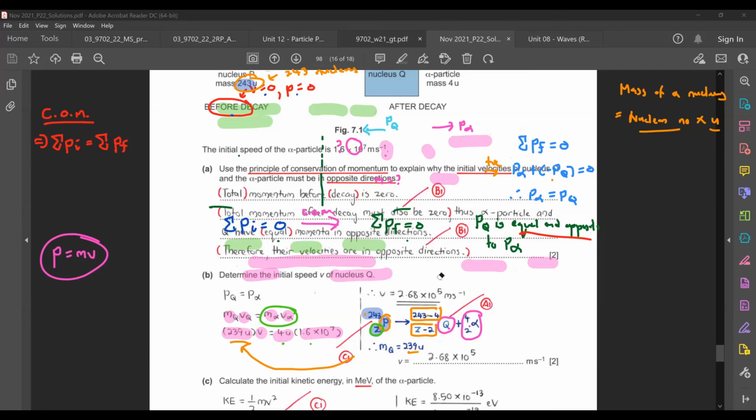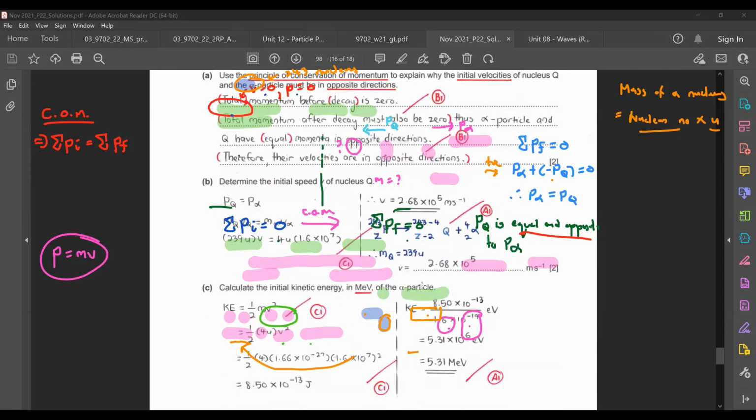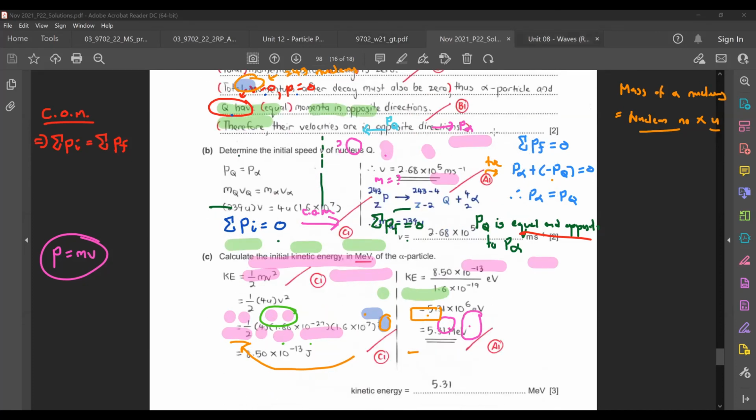All right, so even though you do not know the proton number here, that one is not an issue. We are not even interested in this, so don't bother about that, okay? We are only really interested in the nucleon number so we can get the mass of the nucleus. So this one is 239U times V equals 4U times 1.6 times 10 power 7. Eventually, we will get the answer as V equals 2.68 times 10 power 5. Okay. So that one is okay. So no issues.